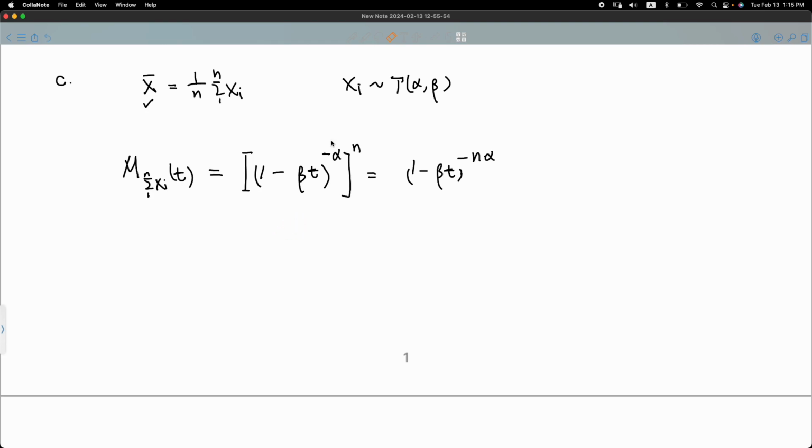And here we can talk about the x bar by adding an additional scalar, dividing by n. And this scalar is only going to affect the t here. So we have this formulation here.